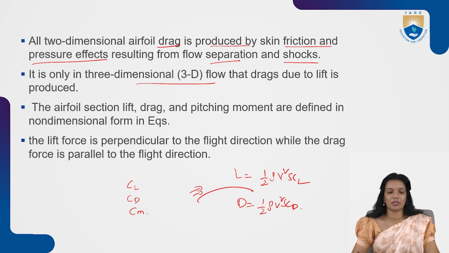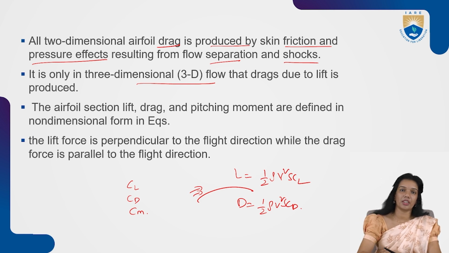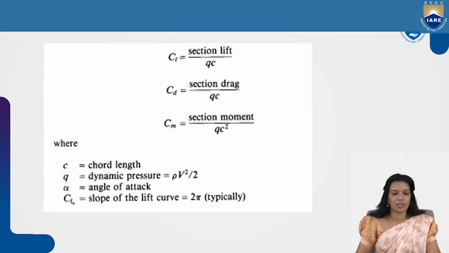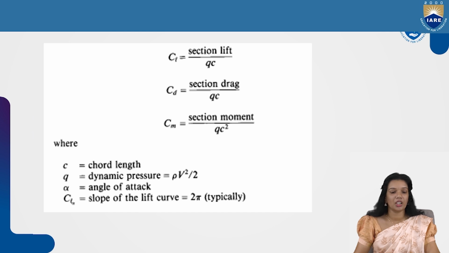So we know how the different forces act on the body, right? Lift is perpendicular to the flight direction, and drag is parallel to it. So this is what CL, CD, CM are. Half rho V squared is what? Half rho V squared is the dynamic pressure, so we can express it not in terms of density or speed, but directly in terms of the dynamic pressure, Q.